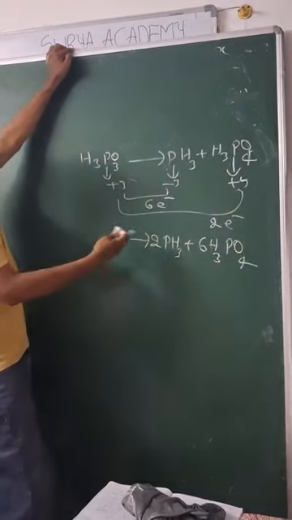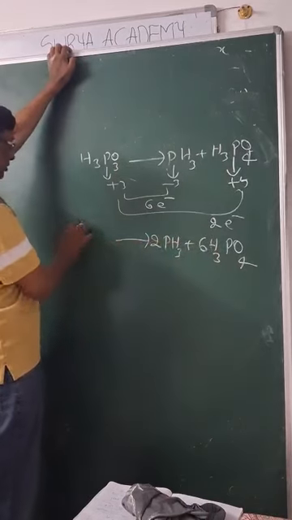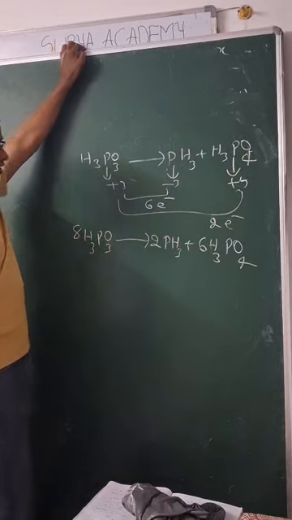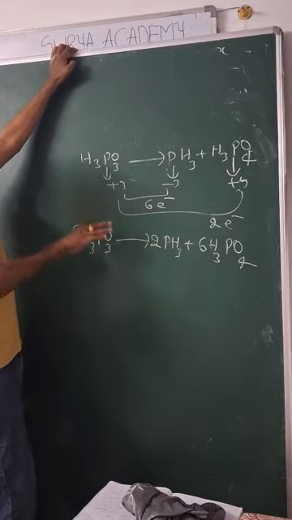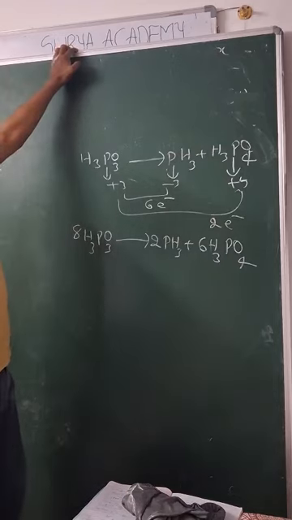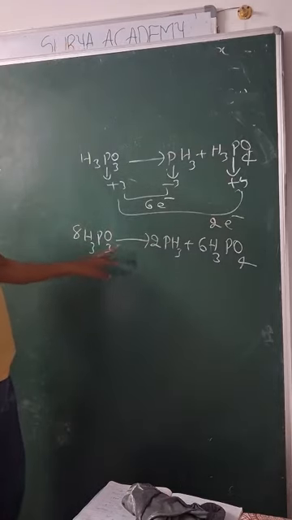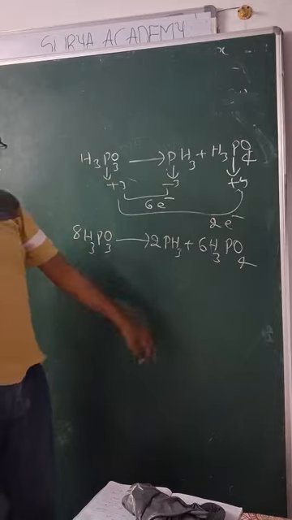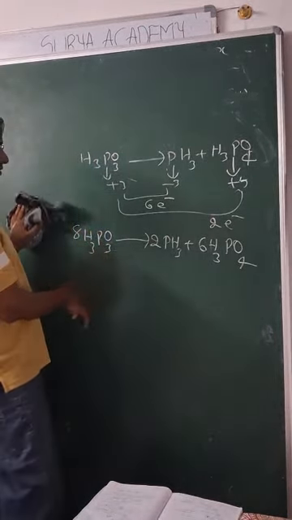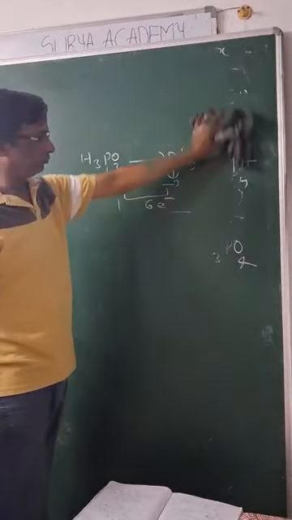On the right side, how many phosphorus? 8 phosphorus. Check this, it is balanced. Everything is balanced. Hydrogens, phosphorus, oxygens are balanced on both sides. It is a disproportionation reaction.